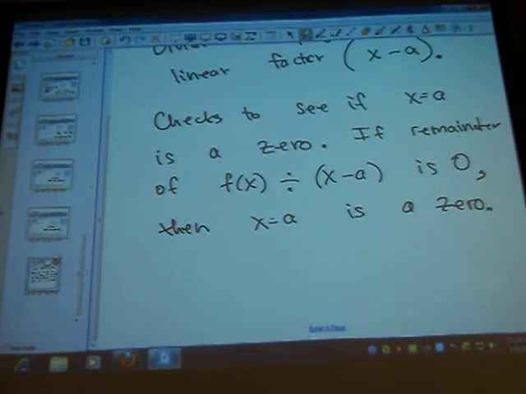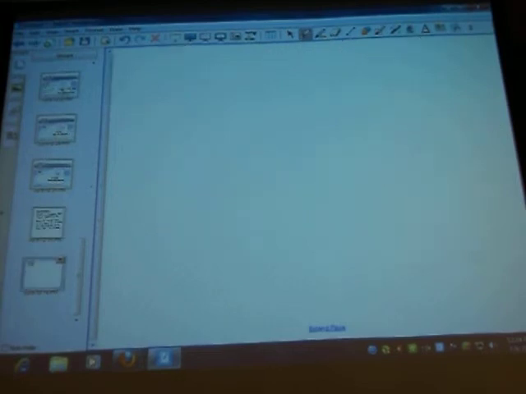Okay? Now, one thing we need to talk about, and honestly, this is not my favorite thing. This is kind of a holdover from days before calculators. It's the possible rational zeros. Now, rational numbers just means whole numbers or fractions. It doesn't include square roots or imaginary numbers.